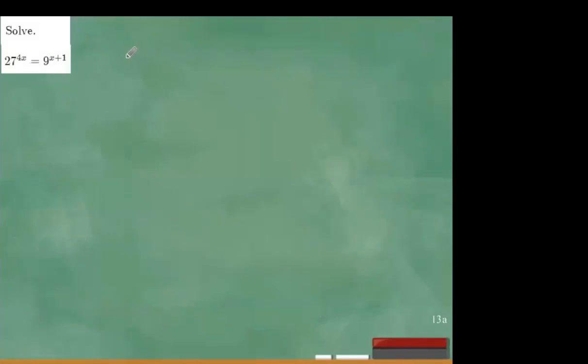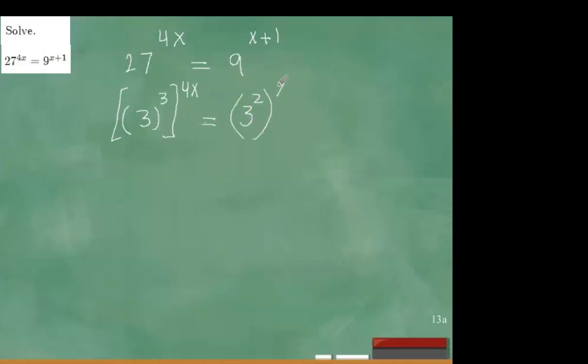Here we're going to solve for x. I have 27 to the power of 4x equal to 9 to the power of x plus 1. The first thing you want to look for is if you can make the base the same. If you can make the base the same, we'll do that. If not, we have to take a natural log or log of both sides. So it looks like 27 can be written as 3 to the power of 3. And then the whole thing should be raised to the power of 4x. Right-hand side, I can write 9 as 3 to the power of 2. The whole thing should be raised to the power of x plus 1.